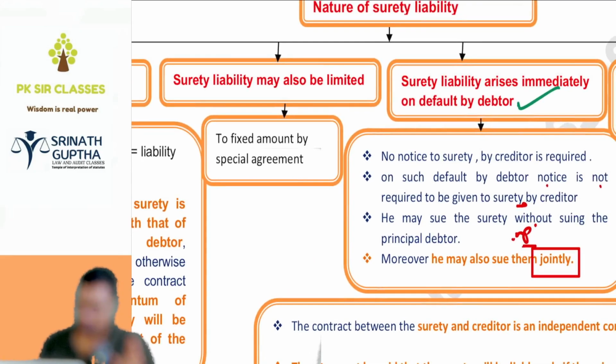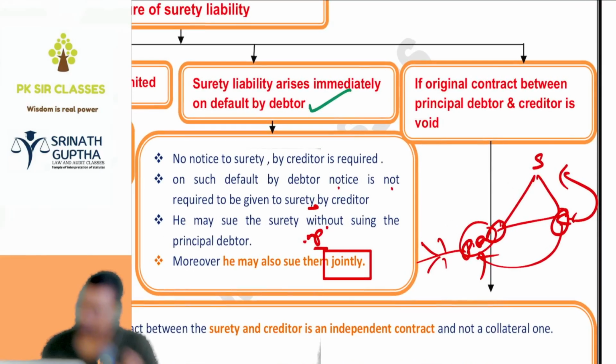Next, surety liability will arise only on default made by the principal debtor. If the principal debtor is honest, genuine, a gentleman, surety will not enter into the picture. Next, the original contract between the principal debtor and the creditor may be valid or voidable. It will be a valid contract only, because these three are independent contracts. Which contracts?